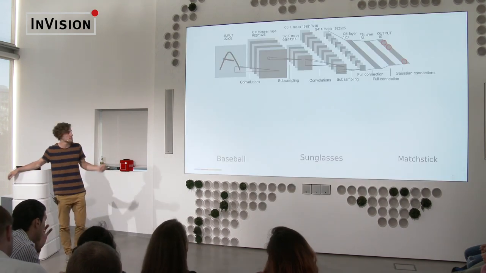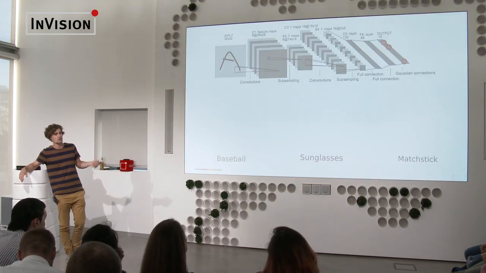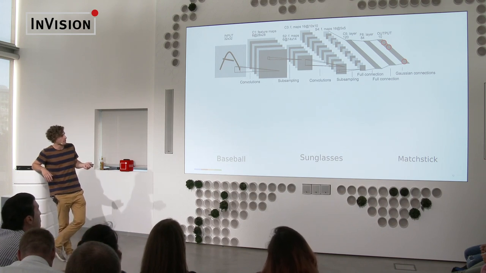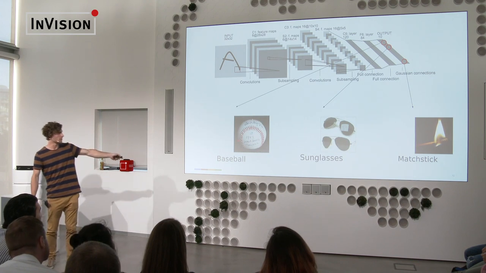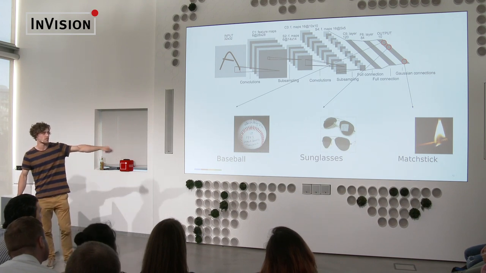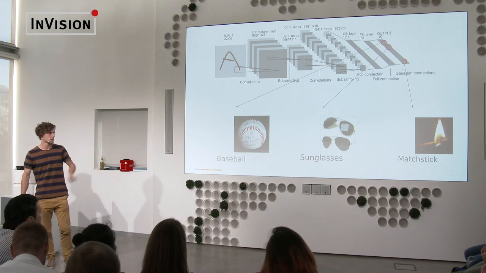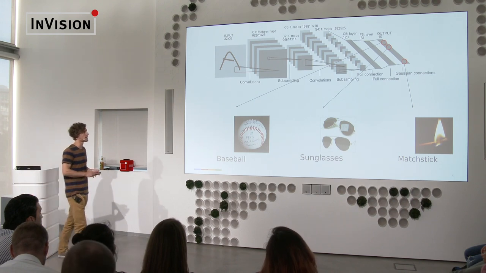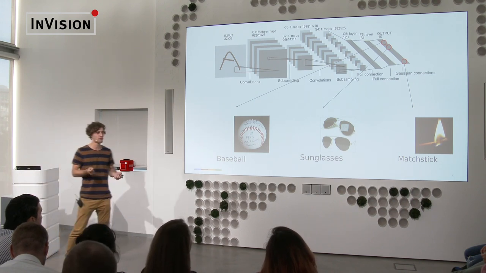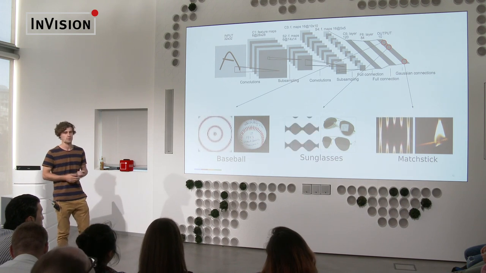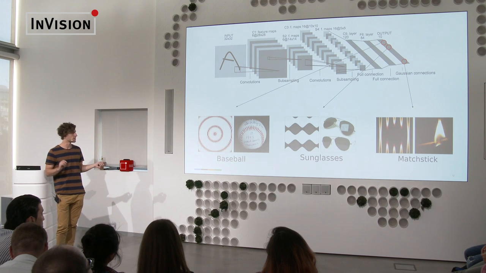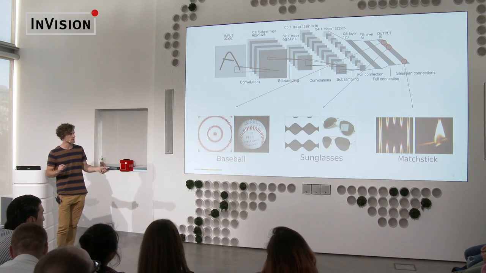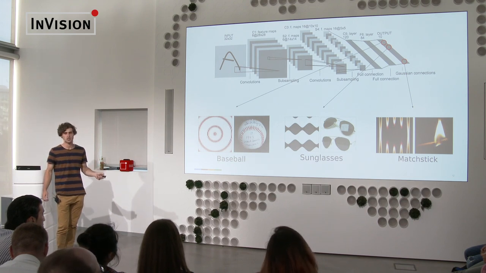Some other examples here: you train a deep neural network to classify images, and you have three classes, for example, baseball, sunglasses, and matchstick. It does perfectly. You give it three images, and it perfectly classifies those images as being these three classes. But then people tried something else, and they tried to generate images to fool the network, and they come up with these examples. So they give it this image, and the network says with a very high certainty that this must be a baseball, this must be a pair of sunglasses, and this is probably a matchstick.